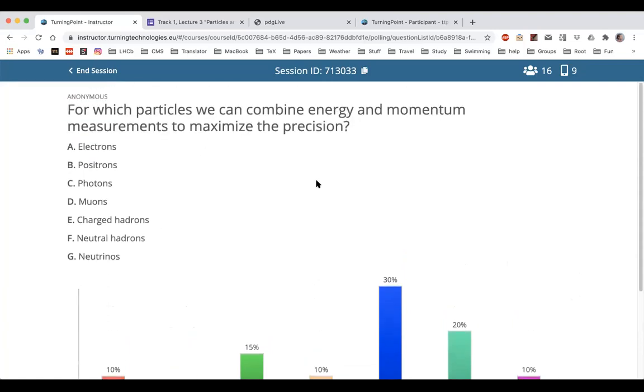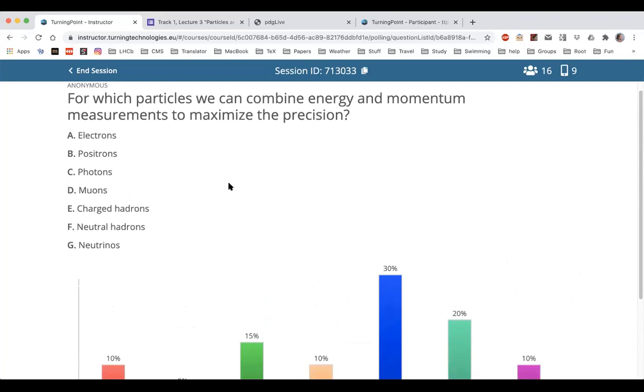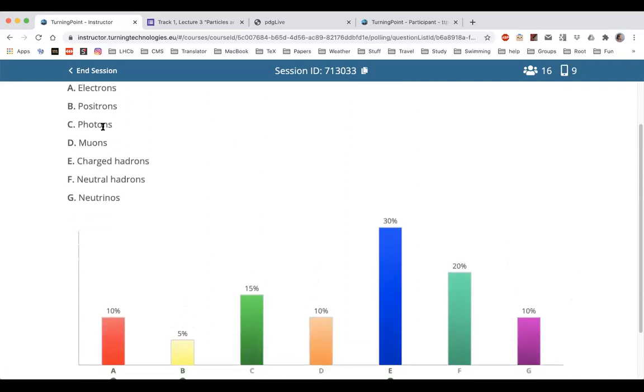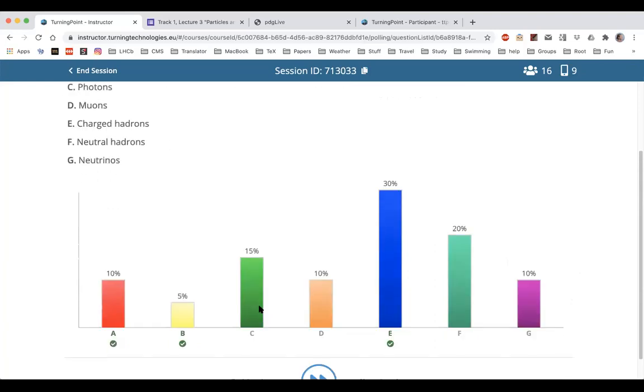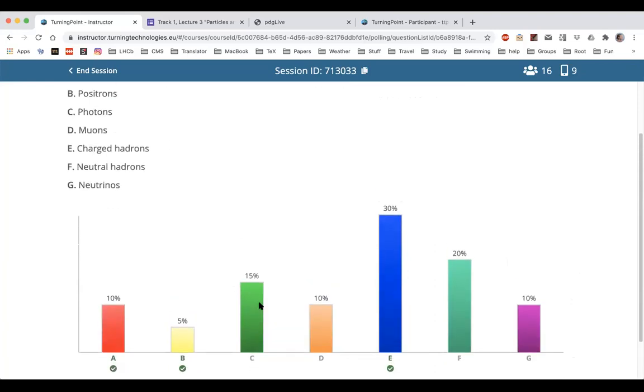First of all, we can combine energy and momentum measurements only for particles for which we can have both energy and momentum measurements. We should remember that we can measure momentum only for charged particles. For neutral particles, we do not have a momentum measurement. That's why neutral particles like photons cannot be an answer there. We do not measure their momentum. Neutrinos, we do not see in the detector at all, so we also cannot combine anything since we do not measure them. And for neutral hadrons, we also cannot measure momentum. That's why neutral hadrons cannot be there.